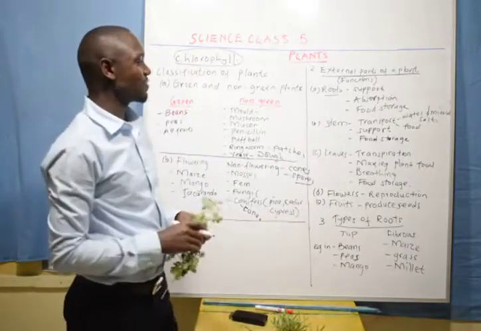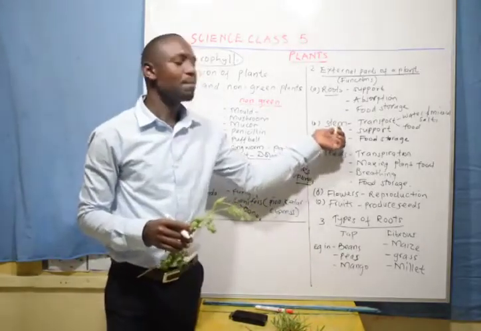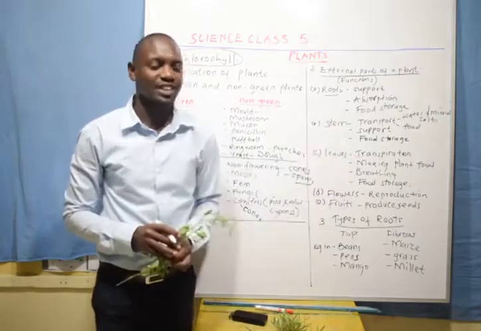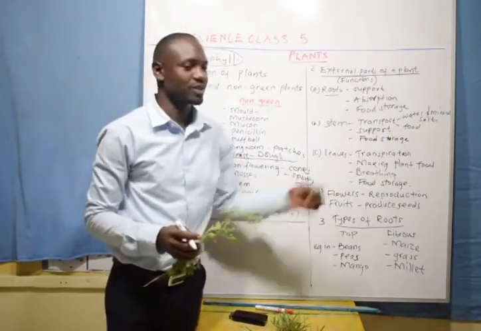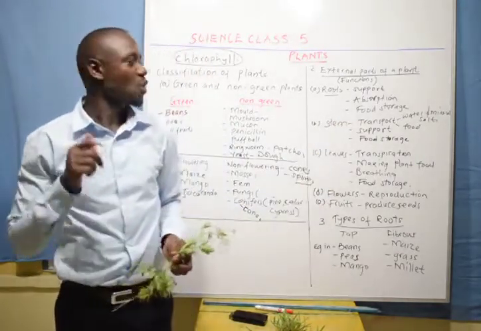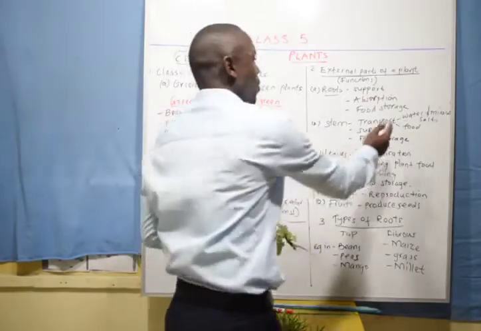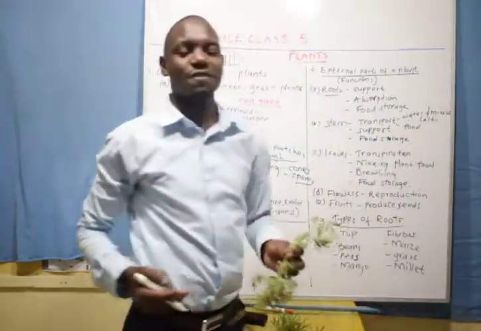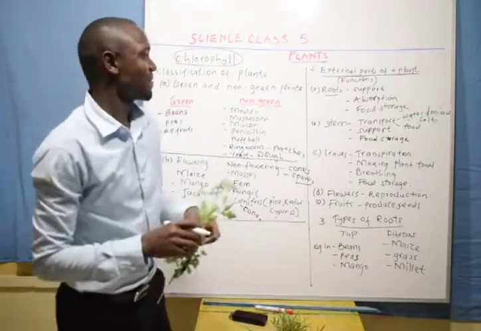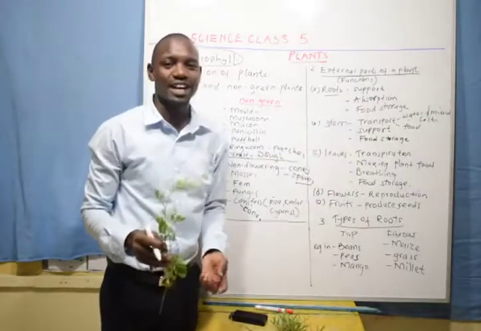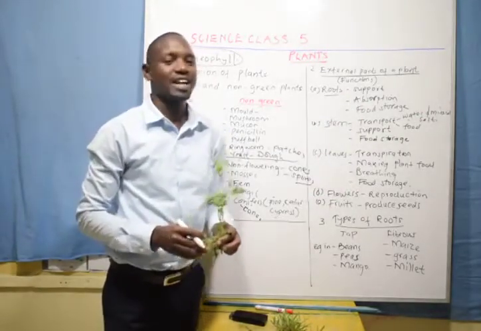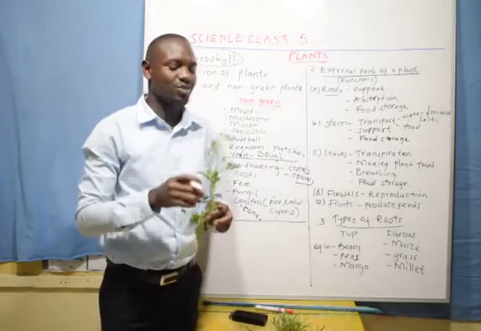Then we also look at the stem. Stem performs also three main functions. One is transport. What does the stem transport? One, it transports water and the mineral salts from the soil. Once the roots absorb water, this water and the mineral salts go up the plant through the stem.